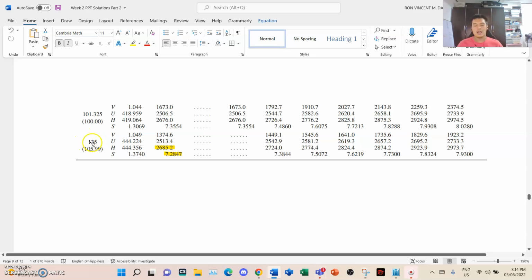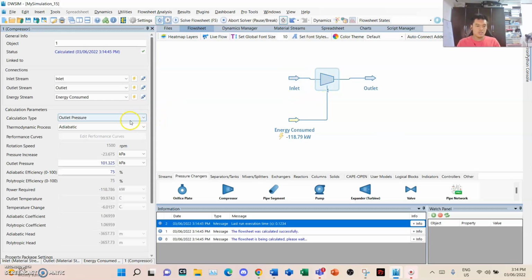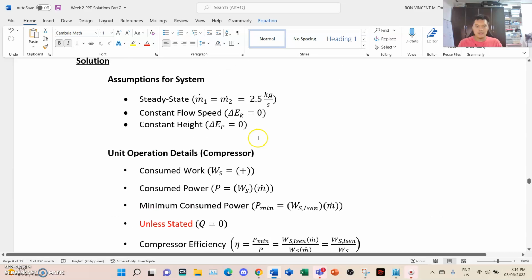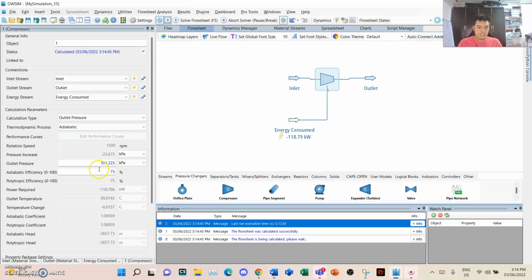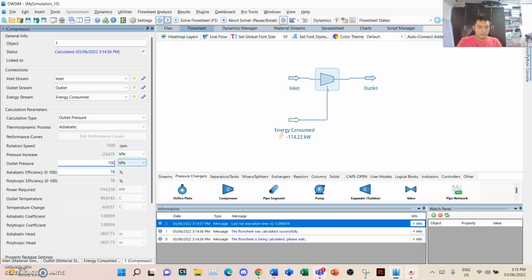So this is the pressure, 125 kilopascal. Under it is its corresponding saturated temperature. Its saturated temperature is 105.99 Celsius. So we'll put here 105.99 Celsius. Okay, then the compressor details. It operates adiabatically. Then its efficiency is 78%. And lastly, its outlet pressure must be 700 kPa. There you go. And we have now our results.